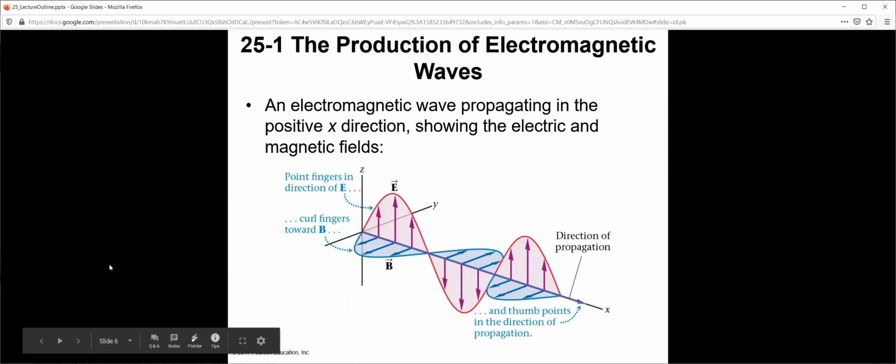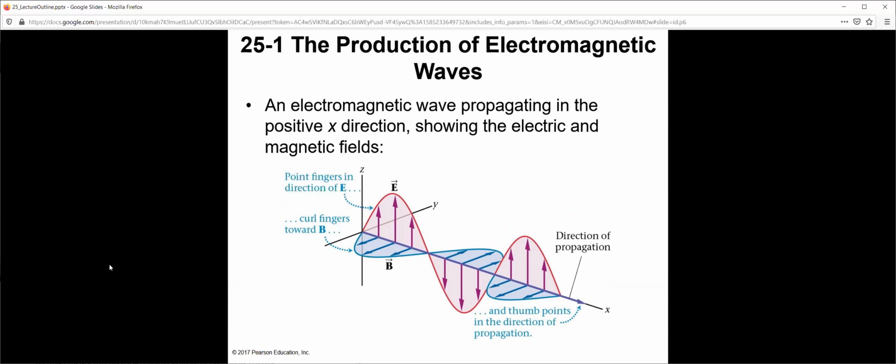Electromagnetic wave propagation is in the positive x direction. And here you can see the electromagnetic fields due to that propagation. Again, we're following the right-hand rule here, right? This propagation follows and switches back and forth as the particle goes up, down, left, right, what have you.